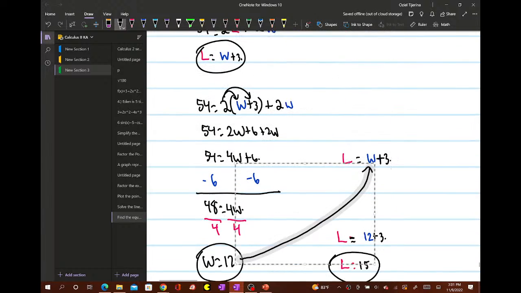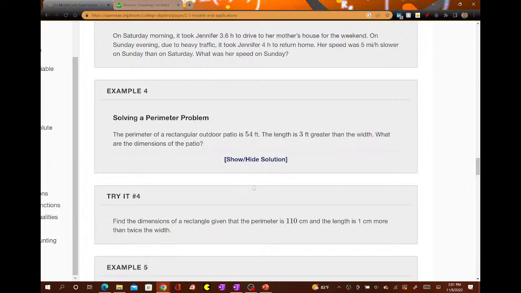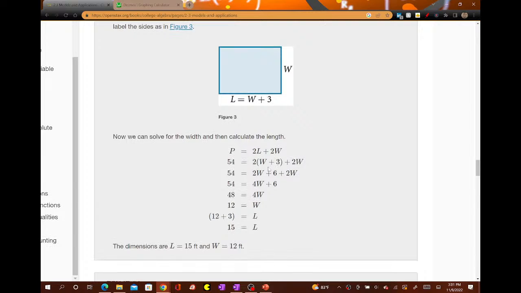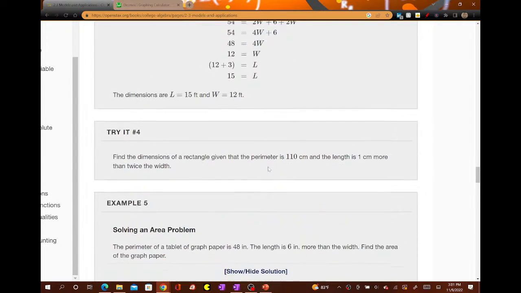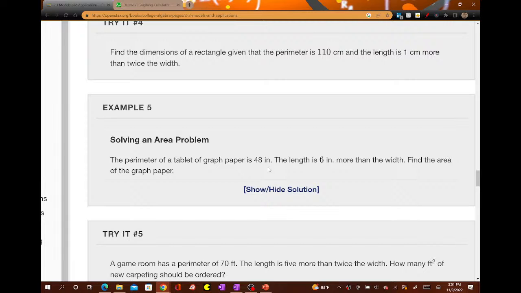Or was it feet or inches? I don't remember. It was feet, right? I think that's what it would be. Yes, I was right.